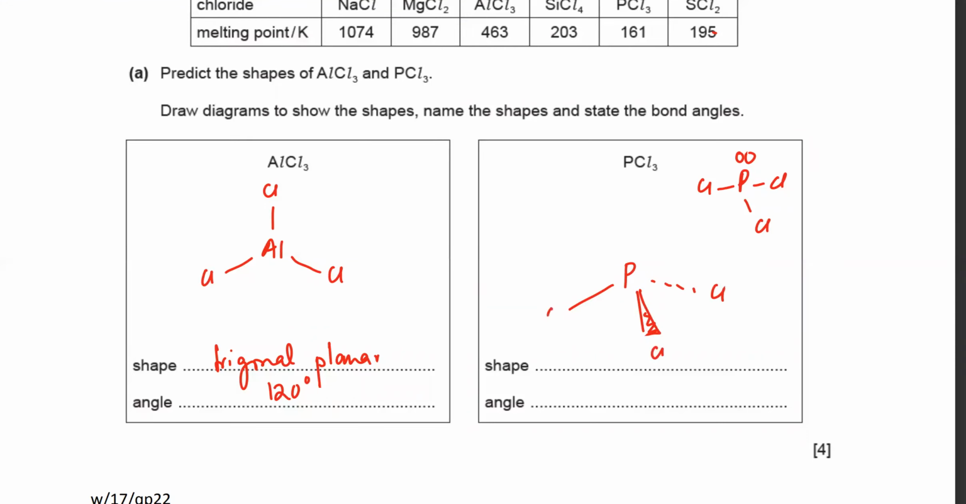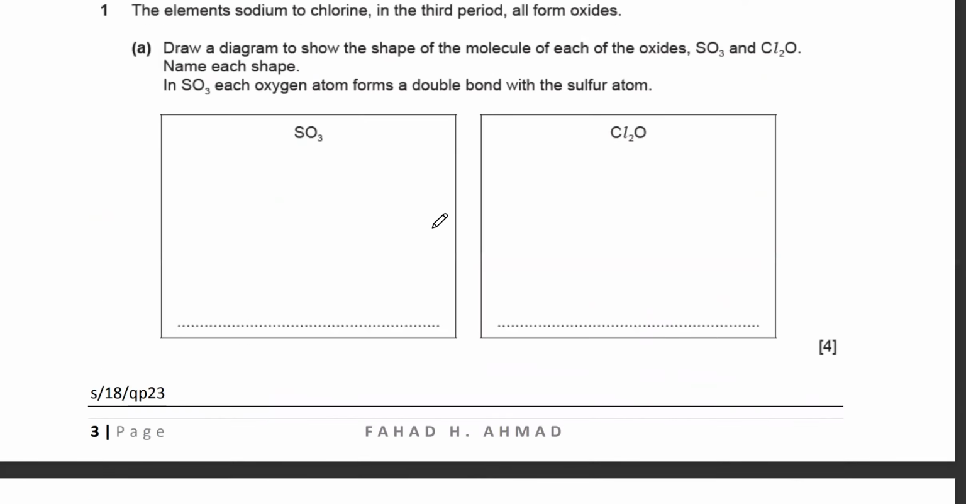So it's like a fan with the fan blades pointing downwards, because the lone pair above is pushing them down. So this is trigonal pyramidal, and the angles are going to be 107 degrees. We can do a few more. He's asking for the SO3 shape, and he's already told us that all of the bonds are double bonds.